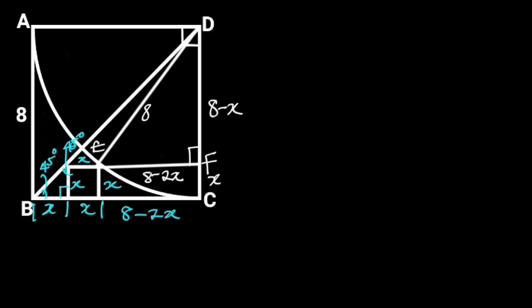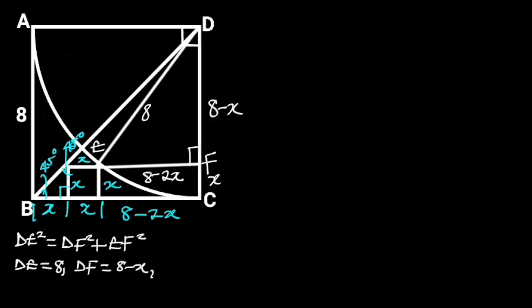So, from Pythagoras Theorem, DE squared is equal to DF squared plus EF squared. DE is equal to 8, DF is equal to 8 minus x, and EF is equal to 8 minus 2x. If we go ahead and plug in these values in the above equation, we will have 8 squared is equal to (8 minus x) squared plus (8 minus 2x) squared.